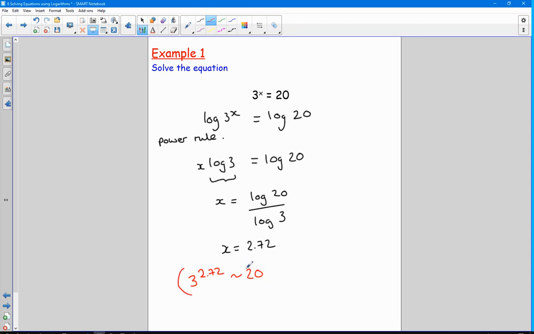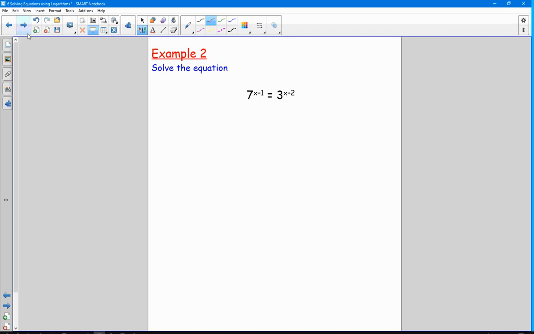So we could do a little check there and check that 3 to the power of 2.72 is approximately 20 if we're unsure. And this bit here, it's worth noting, this is not the same as log of 20 over 3. It's not the same. You can check that in your calculator.